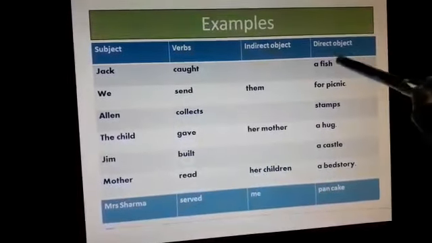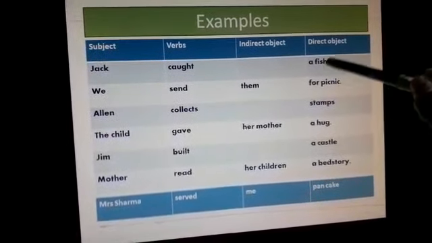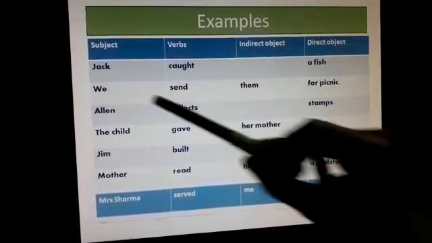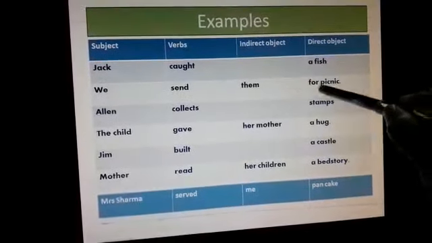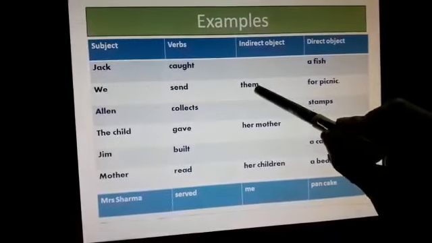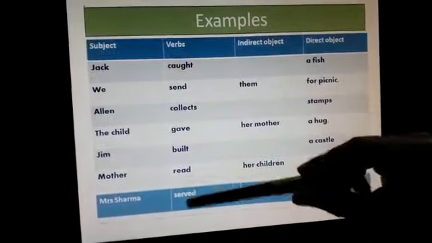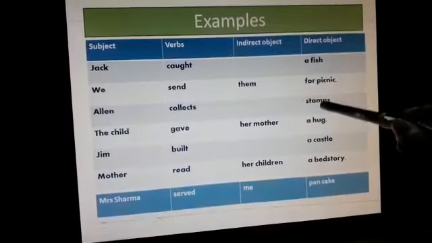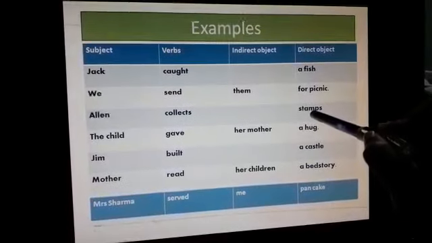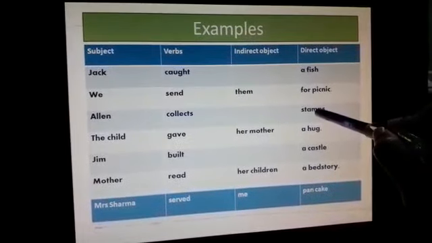Jack caught a fish. Direct object because there is only one object. And what did he catch? He caught a fish. We sent them for picnic. Who went for picnic? Them. So we sent them. So this is the indirect object and this is the direct object. Alan collects stamps. What did Alan collect? He collected the stamps. So this answers the question what. So this is the direct object.